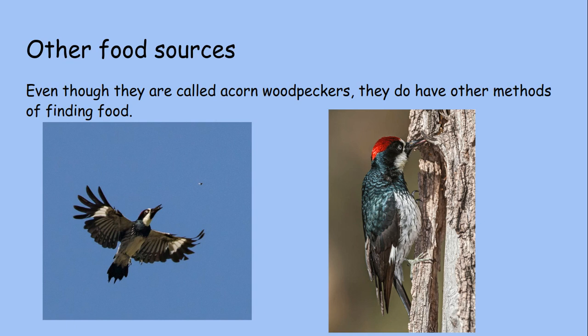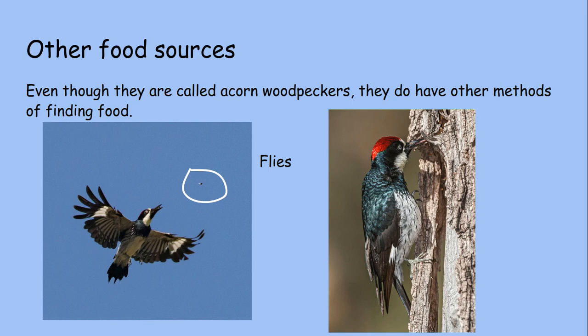So, while they are called acorn woodpeckers, they do have other methods of finding food and they do eat other things. So, let's have a little think about what we can see the woodpecker eat in here. Don't know if you can see this in the circle. What is that bird chasing? It is a fly. They also eat flies.